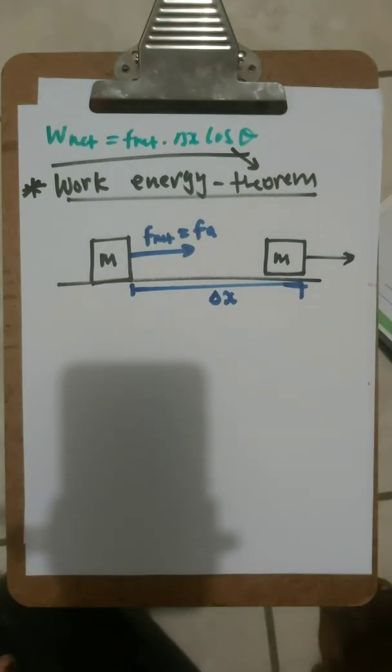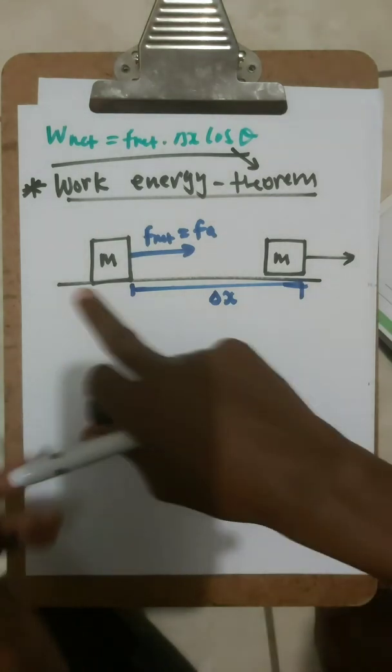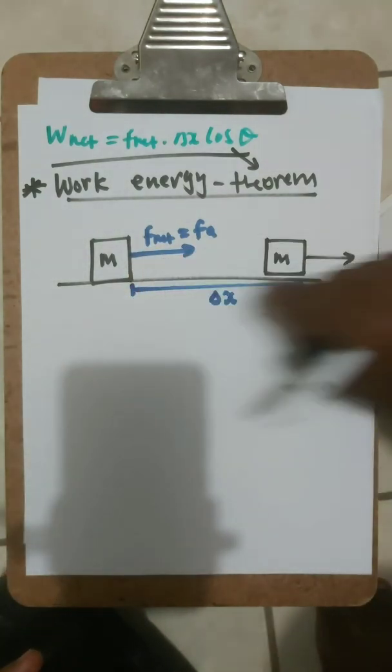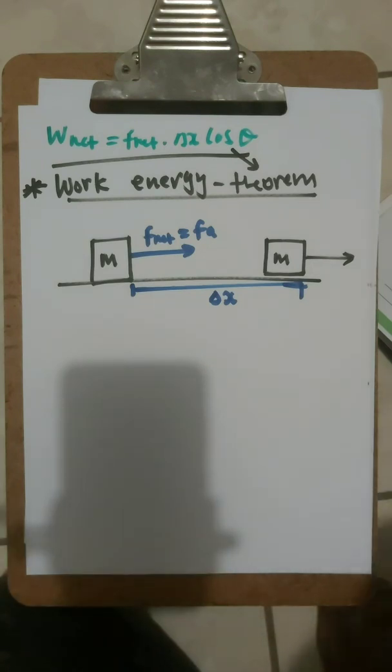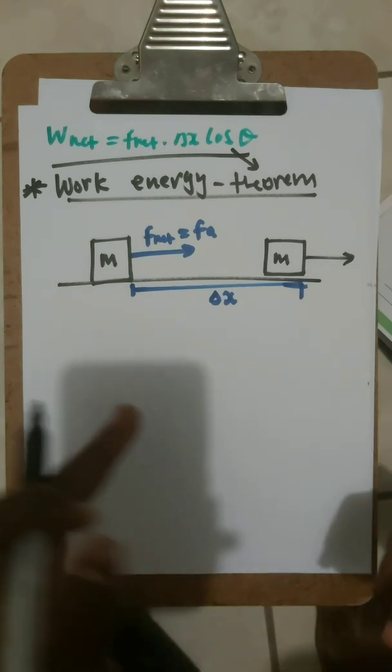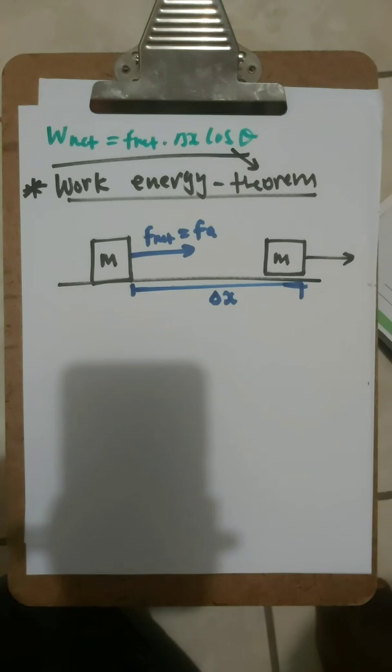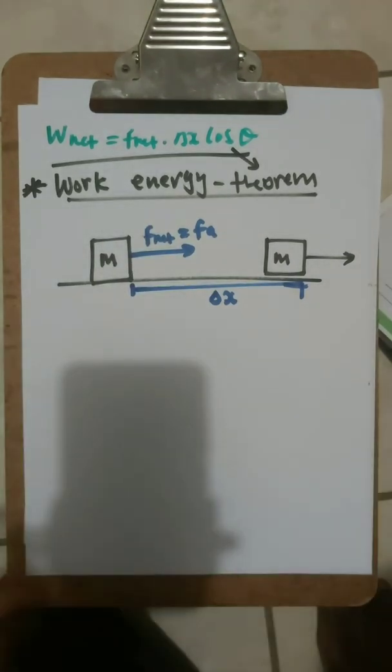If we pull this block with a constant force, it simply means the force that you're pulling does not change. If your force is 50 Newton, you're pulling it with 50 Newton throughout this displacement.